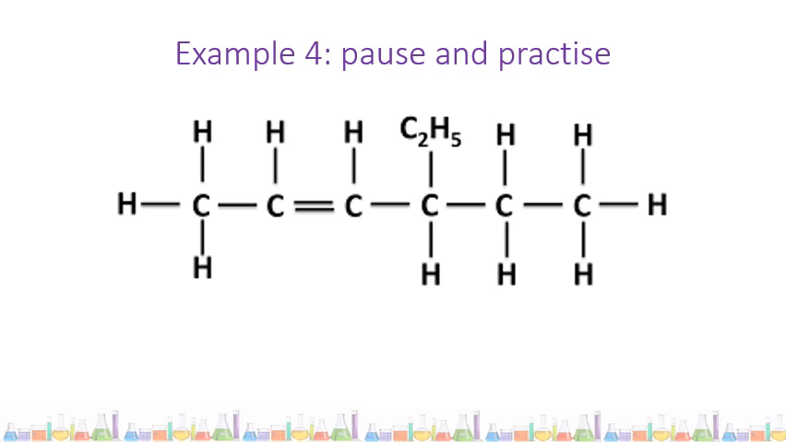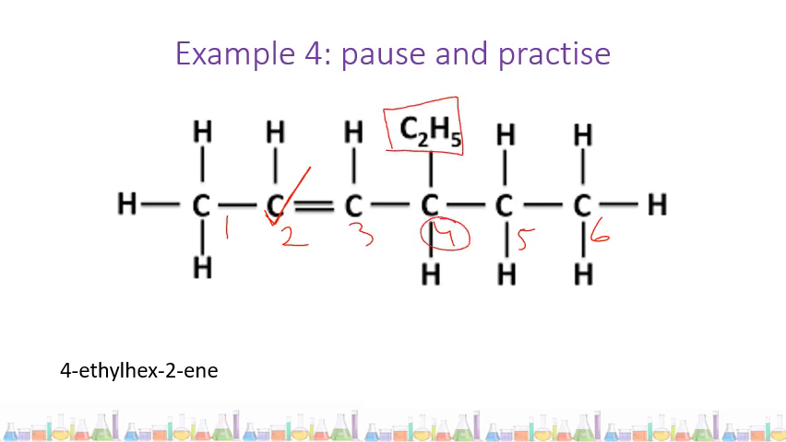So for this one, I want you to pause and practice. Pause the video, draw this out for yourself and attempt to name it. So I'm going to put up the answer now. Hopefully you've done this yourself. The answer is that this is 4-ethylhex-2-ene. So numbering would have started 1, 2, 3, 4, 5, 6. That's my hexene. My double bond starts on carbon 2, so that's why it's hex-2-ene. And on carbon 4 here, I've got an ethyl group. C2H5 means that off that carbon, I've got C2 and 5 hydrogens off of those.